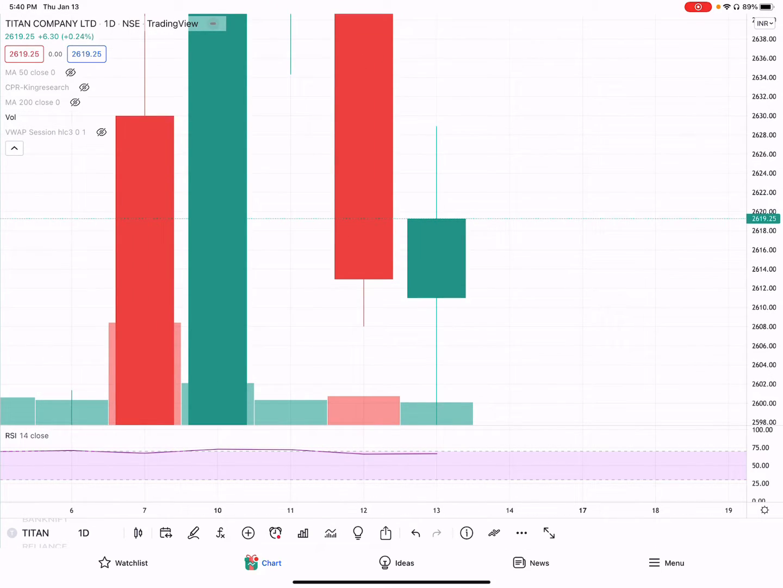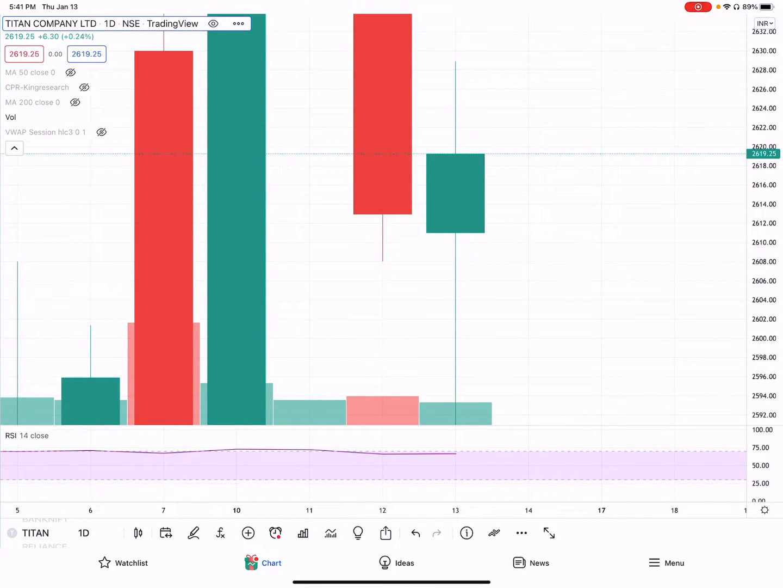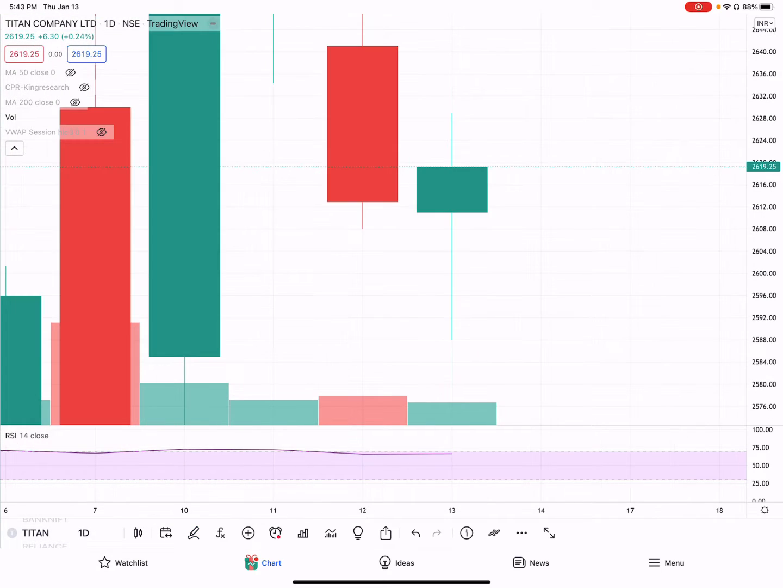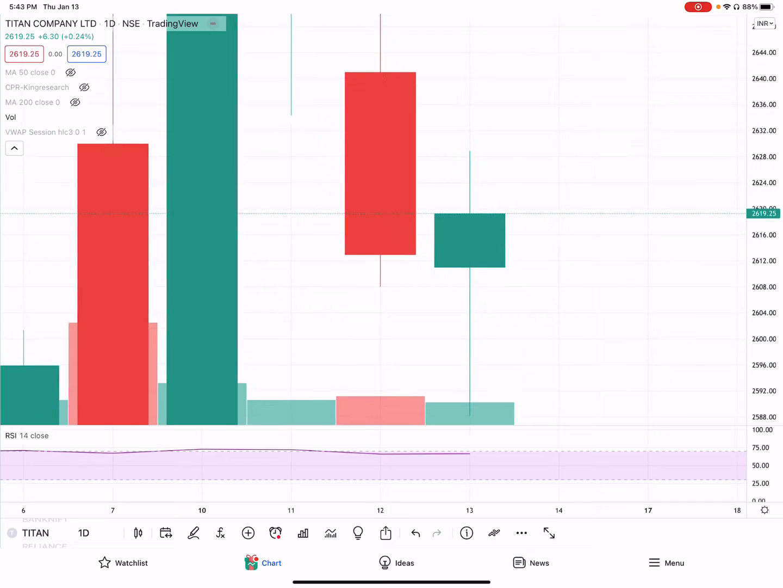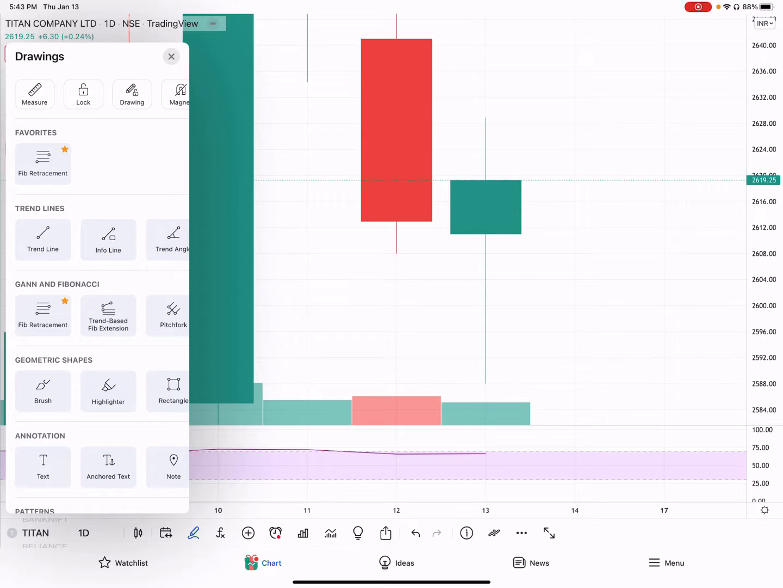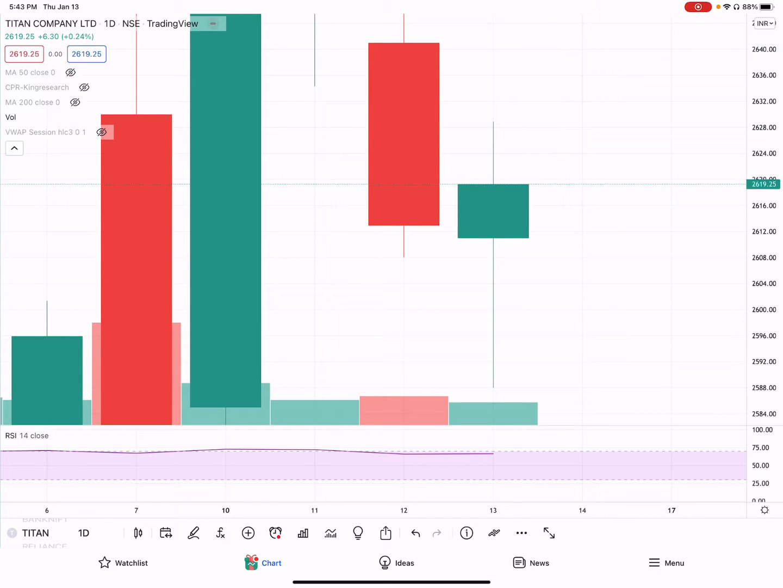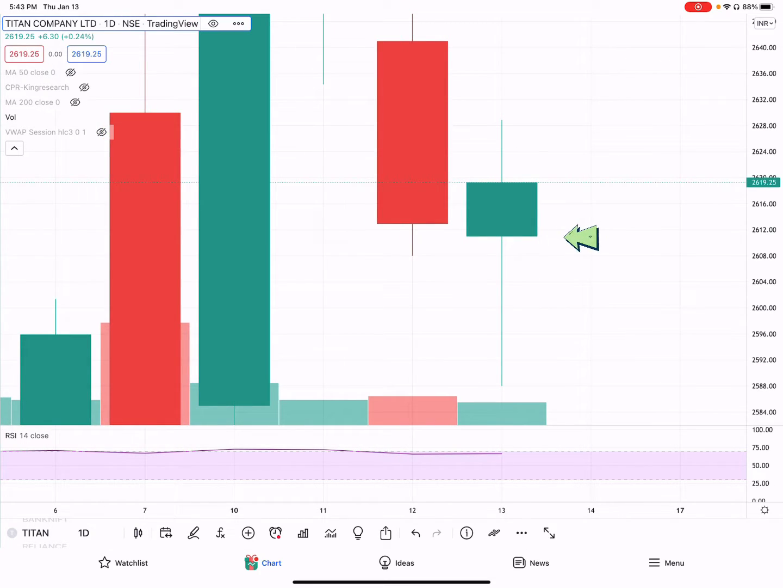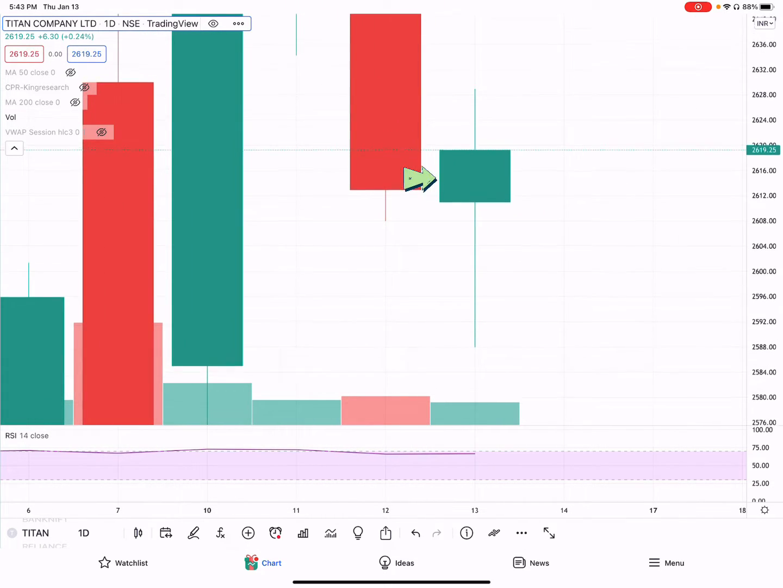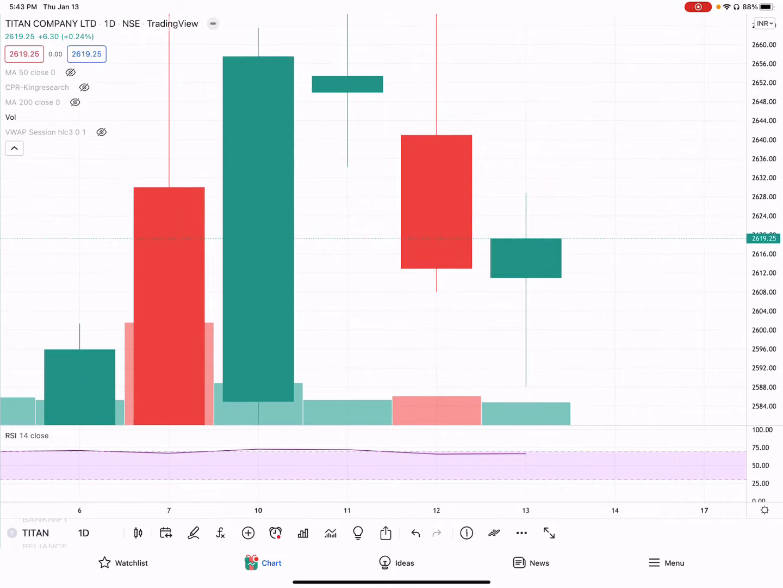Let's try to understand the price movement of a candle over here. The stock opened at 2,612 or so, and it closed at 2,619. There's a gain of 7 or 9 points, which means it's green. It's a bullish candle. That's the price momentum over here.